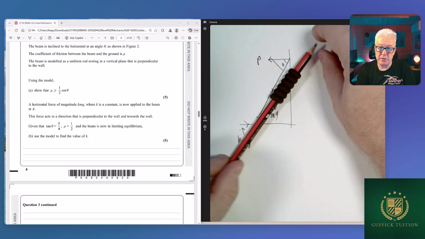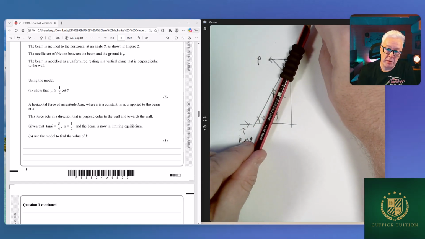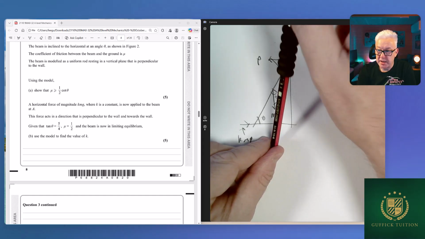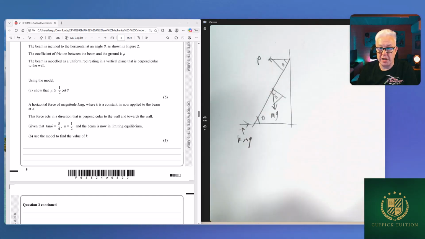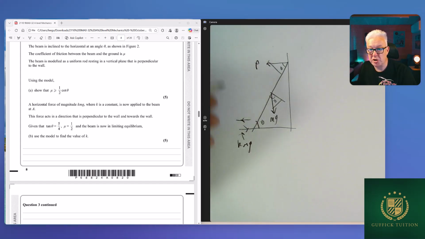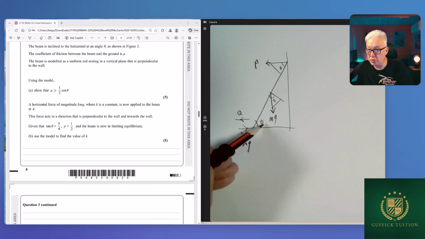And also it says we're in limiting equilibrium. The significance of that is the ladder is now on the point of being pushed up the wall. Friction acts in the opposite direction to which the ladder is about to move. So the ladder is about to move that way, so friction has now changed its direction. Friction is now acting that way, and let's call that Q. Whereas before friction was acting towards the wall, it is now acting in the opposite direction.